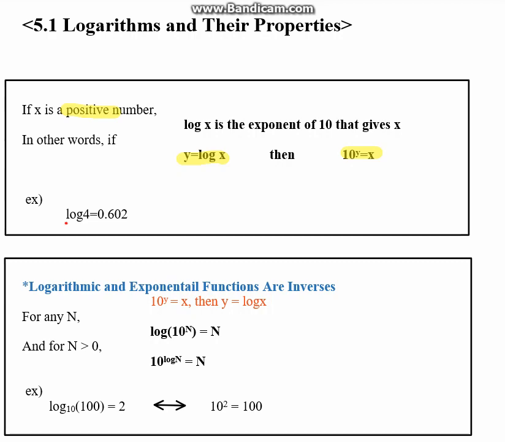So if we have log 4 equals 0.602, we know that 10 is missing here. So this is going to basically be 10 to the 0.602. This is going to equal 4.